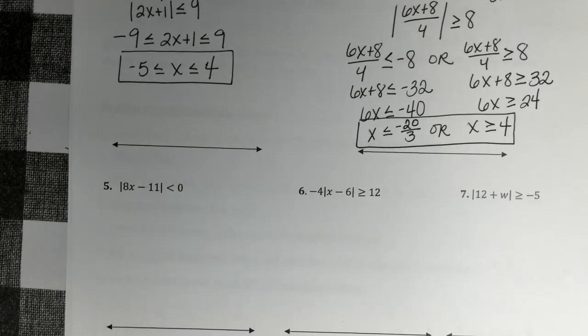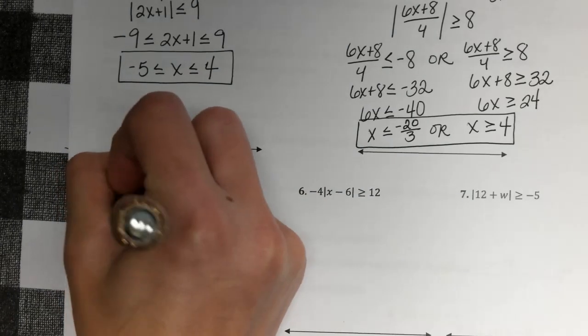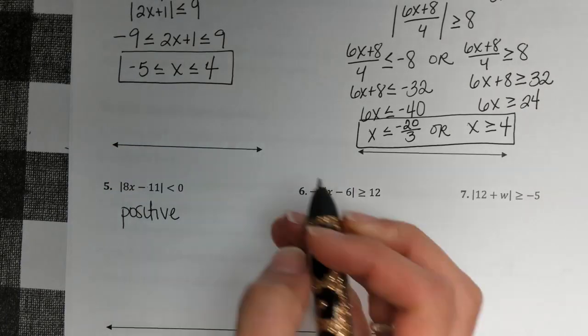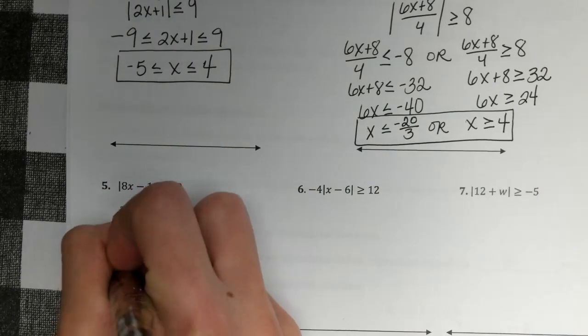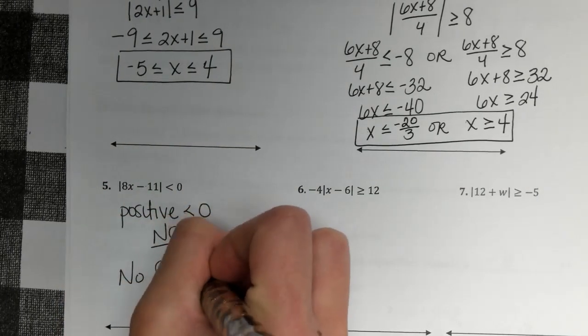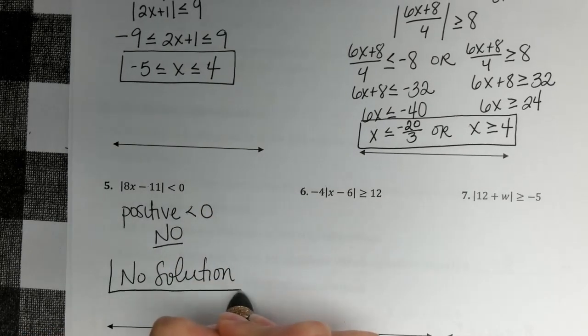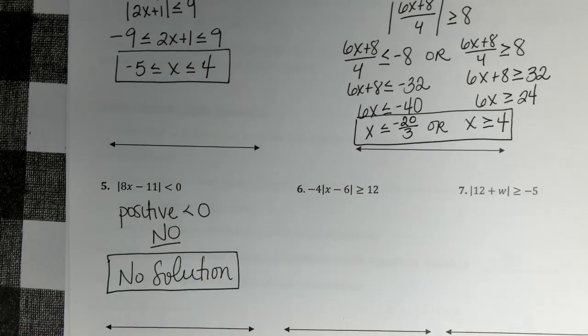What about number 5? The absolute value of 8x minus 11 is less than 0. No solution. Why? Yeah, you have a positive. Absolute value is always positive. So can a positive be less than 0? No. So it's no solution. You're going to have to use your knowledge of positives and negatives with absolute values.